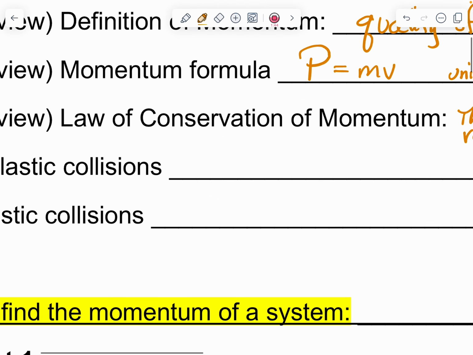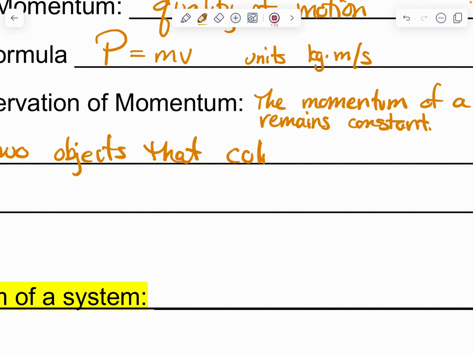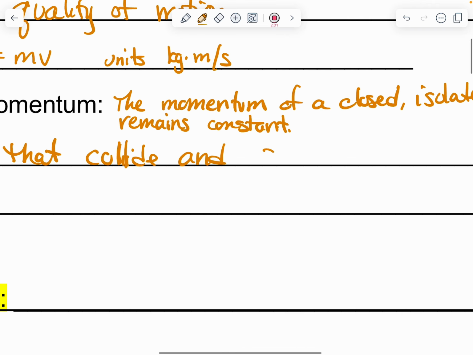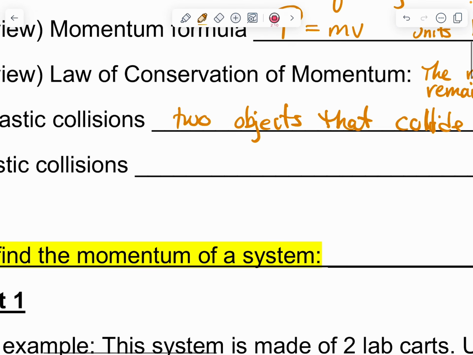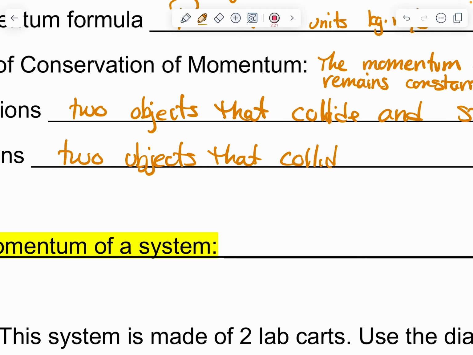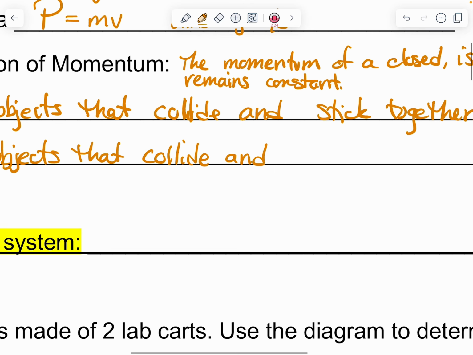Similar thing today. So in inelastic collisions, that's what we talked about last time: 2 objects that collide, and stick together. Collide has 2 L's? I think it does. In elastic collisions, as you might expect, this is the opposite. We have 2 objects that collide and then separate.